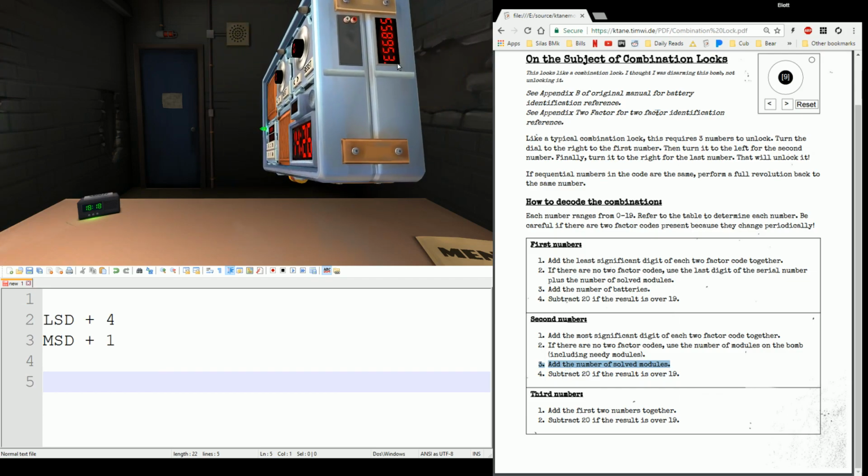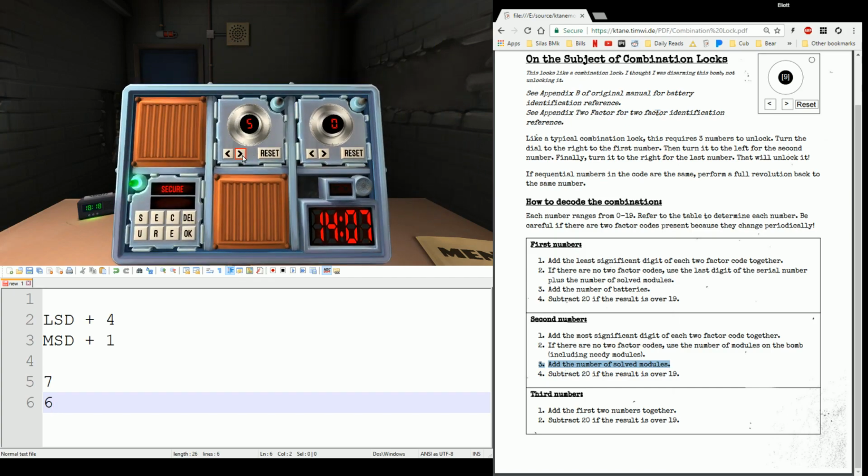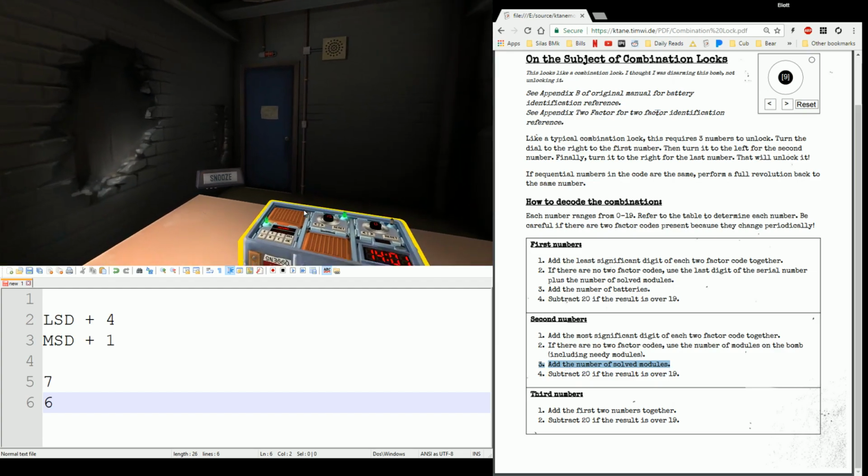We only have 1 this time, so we don't have to actually add anything. And this is going to make this even easier. We might actually can do this first one before it flips. Let's try. Least significant digit is 3, plus 4 is 7. Most significant digit is a 5, plus 1 is 6. So we're going to do 7, 6, and then spin. 7, 6, spin. And there we do. We got it in before it changed.